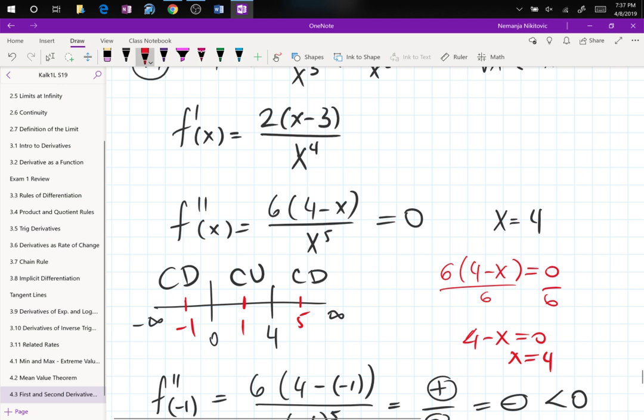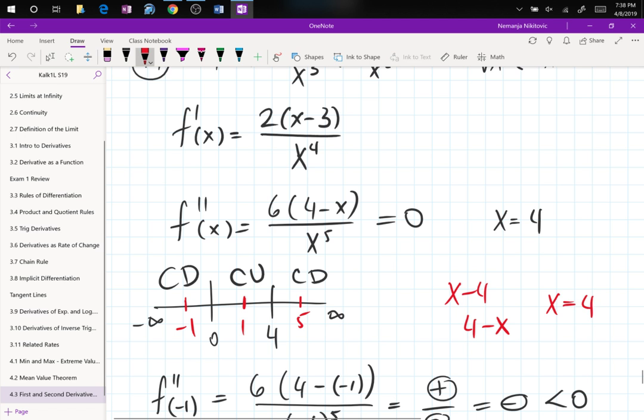No, not minus 4, because 4 minus minus 4 would be 8. It's not 0. It has to be 4. X has to be 4 in order for 4 minus 4 to be 0, right? I just factored it. X minus 4 or 4 minus x is the same. They both give you x equals 4 if you are looking for 0. So either way you get it.